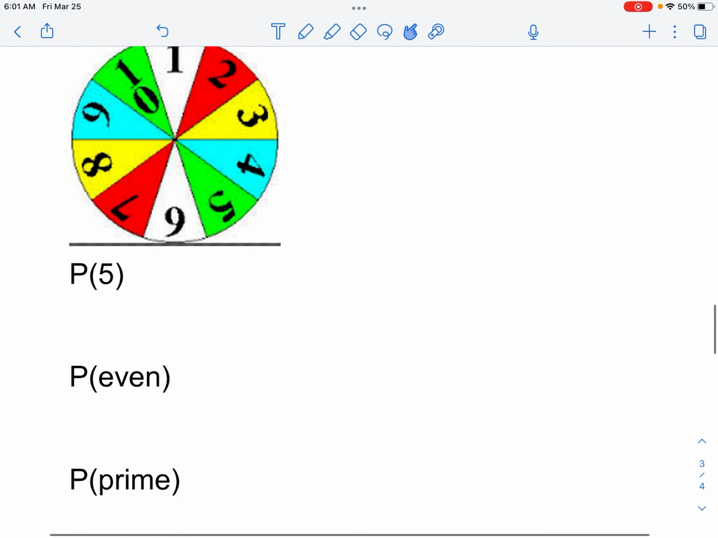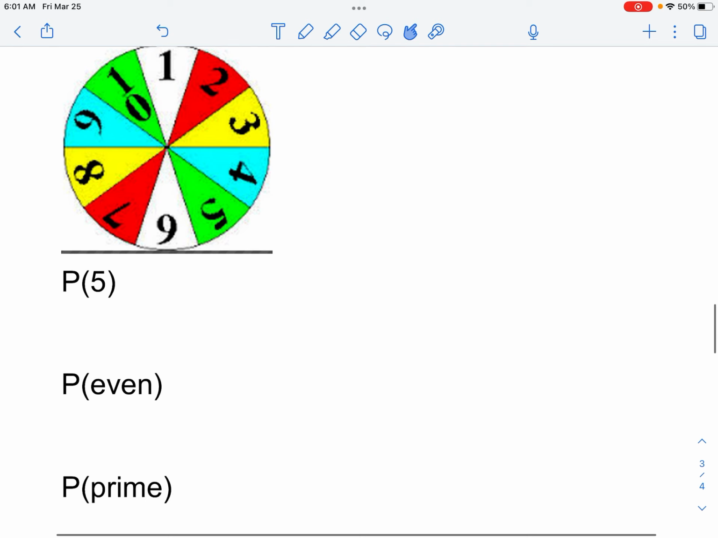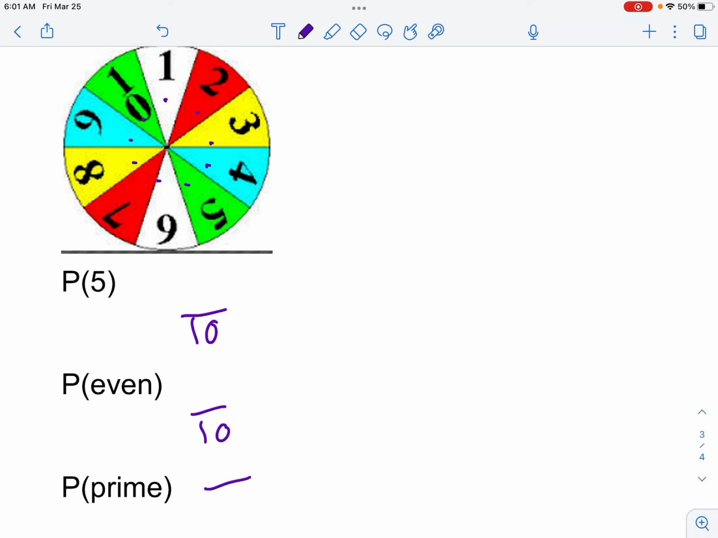Okay, here's another example. So I first figure out what my denominator is going to be, and that denominator is based on how many possible outcomes there are. So I notice that there's 10 numbers on the spinner, so my denominator is a 10. So I look and I say, okay, how many 5s are on there? Because that's what it's asking me for first. And there's 1 5, so 1 out of 10.